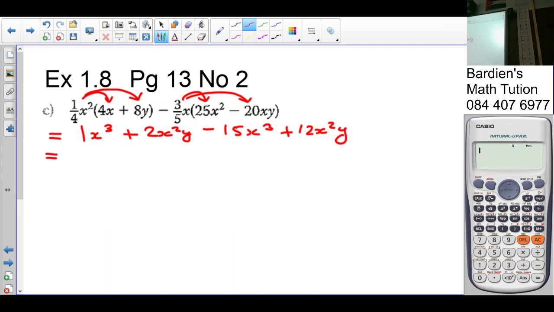So what do we look for now? Like terms. Okay? So what is x cubed minus 15x cubed? It's negative 14x cubed. What is 2x squared y plus 12x squared y? It'll be positive 14x squared y. So what was the problem for the girl who asked this? Where did you go wrong?